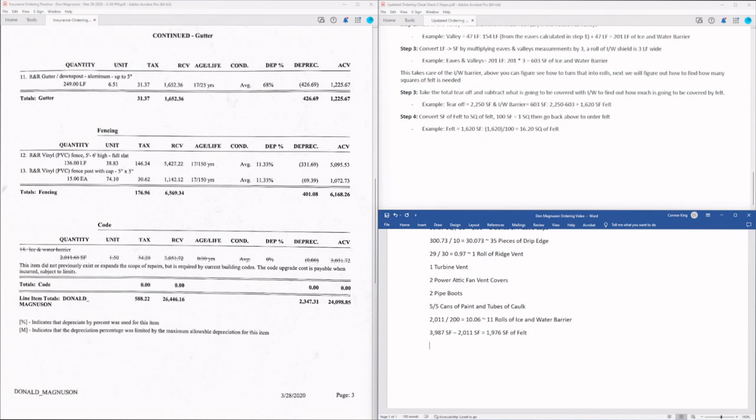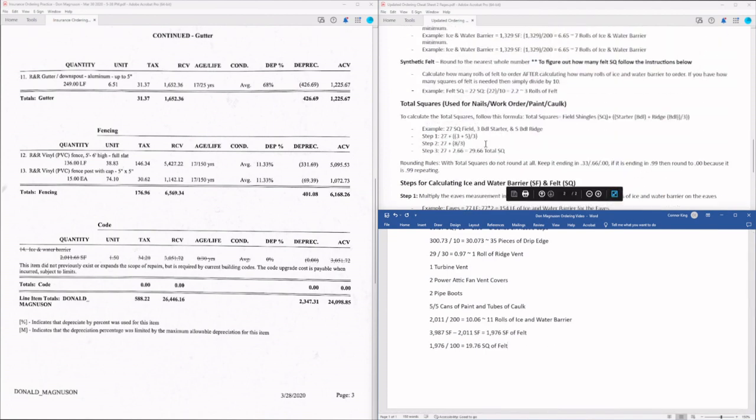The next step is we're going to convert square feet of felt to squares of felt. So 100 square feet equals 1 square. And then we can take squares of felt and go back above under the felt section to determine how many rolls of felt need to be ordered. So we're just going to divide by 100. We're going to take our 1,976 divided by 100, and that's going to leave us with 19.76 squares of felt.